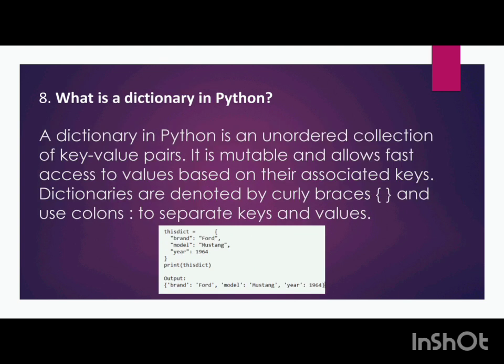What is a dictionary in Python? A dictionary in Python is an unordered collection of key value pairs. It is mutable and allows fast access to values based on their associated keys. Dictionaries are denoted by curly braces and use colons to separate keys and values. In the example you can see a sample dictionary describing a car: brand Ford, model Mustang, year 1964. If you print, it will print in a dictionary format, where the key is the brand and the value is Ford. Same way for other attributes. Okay, let's move on to the next question.